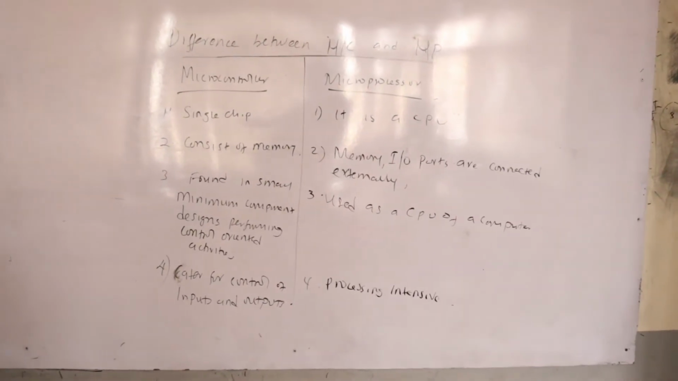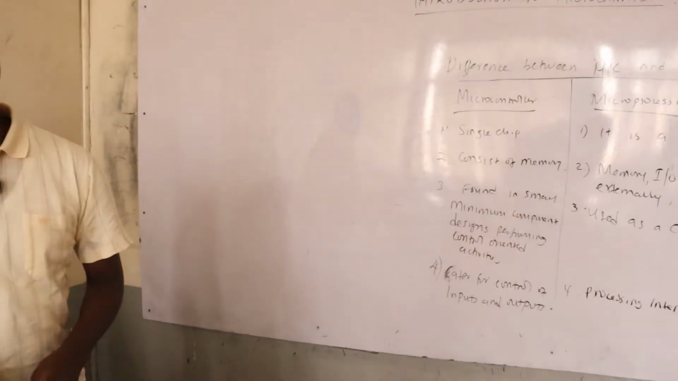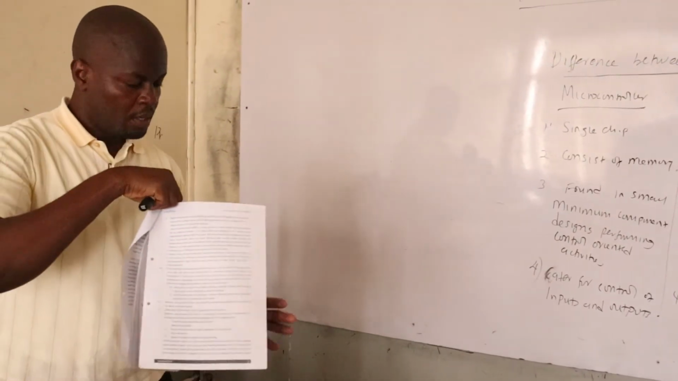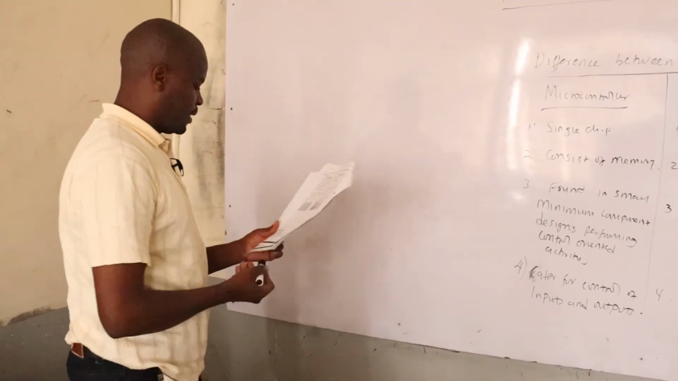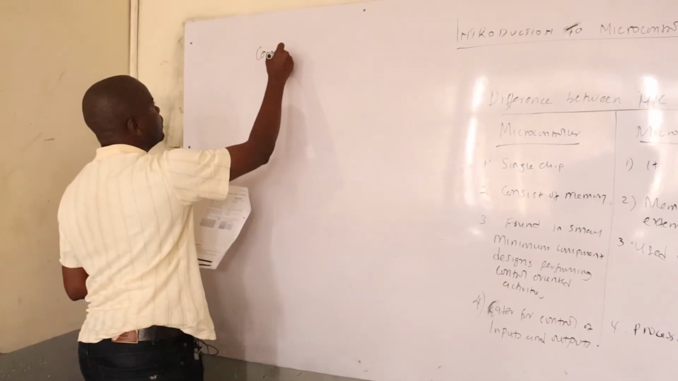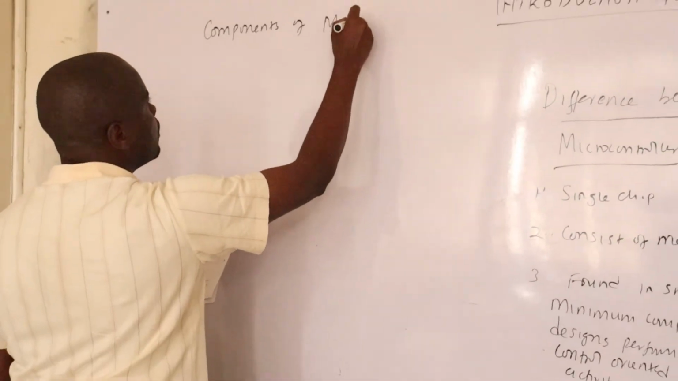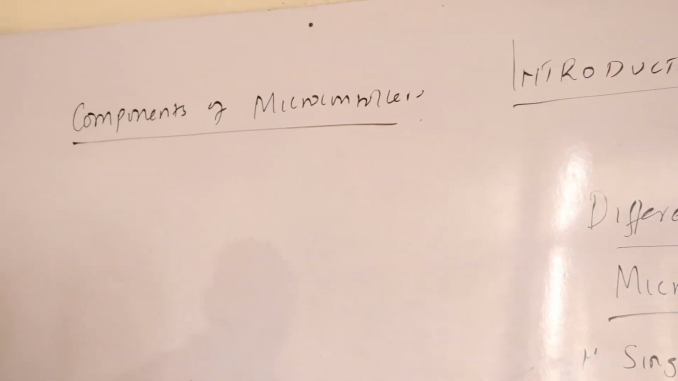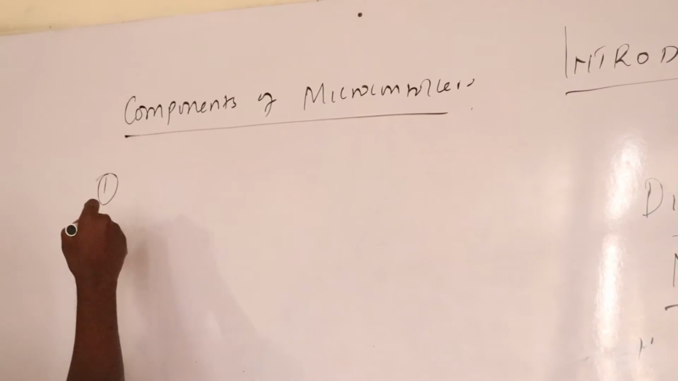Now we can look at the components of a microcontroller. A microcontroller basically has several components, and we are going to look at the major components found in it. The first one that we can look at is the memory.